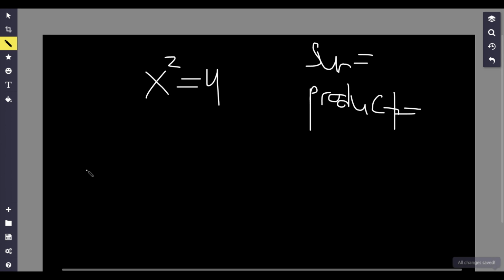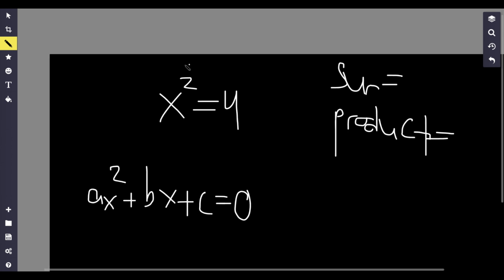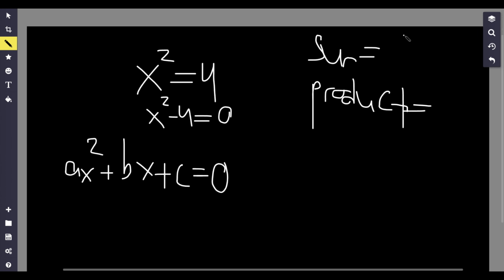Once again, the first thing to do is write this in standard form. So ax squared plus bx plus c is equal to 0. Just move everything to one side. So we have x squared minus 4 is equal to 0. And now using the sum and product formulas, find the sum and product of the roots.